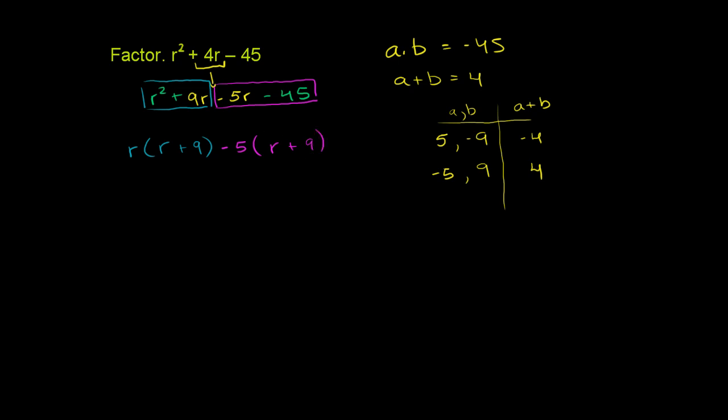And then we have an r plus 9 in both terms. r times r plus 9, negative 5 times r plus 9. So we can factor that out. You factor an r plus 9 out, and you're left with r times r plus 9 divided by r plus 9, which is just going to be an r. And then negative 5 times r plus 9 divided by r plus 9 is negative 5. And we're done.